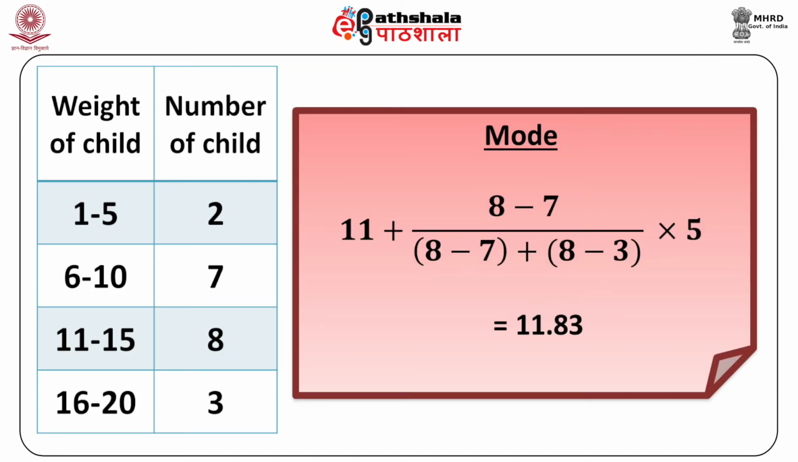Now let us take the example where in one column we have the weight of a child and in the other column we have the number of children. Now for this, the mode is given by the expression. We have the value for L, that is the lower limit of the modal class, 11, F1 is 8, F0 is 7, and F2 comes out to be 3, and the width of the modal class is 5. So substituting the relevant values, we get the value of mode as 11.83.